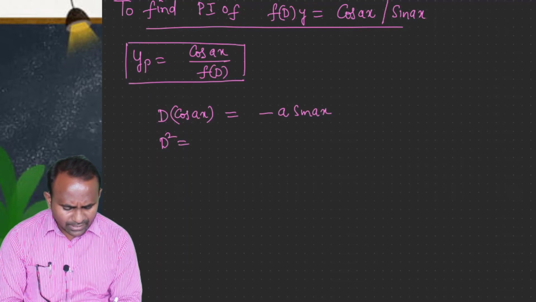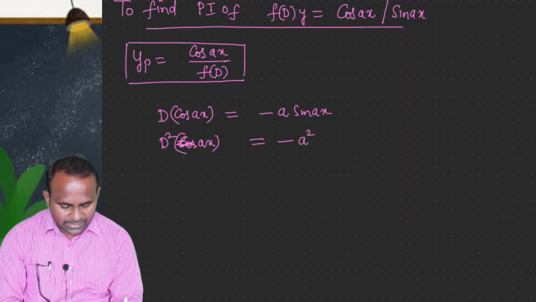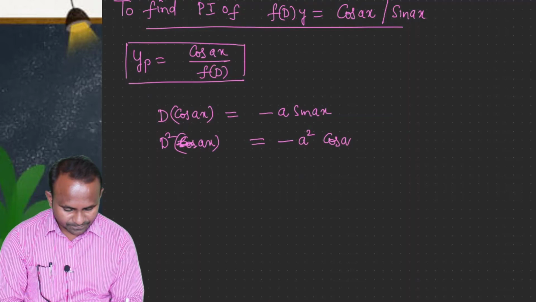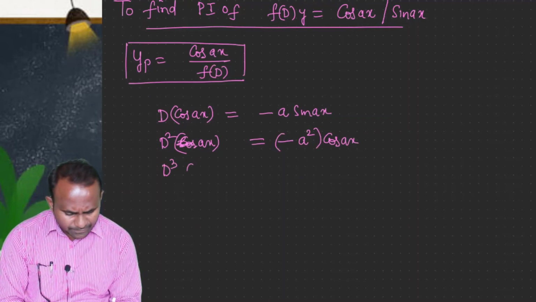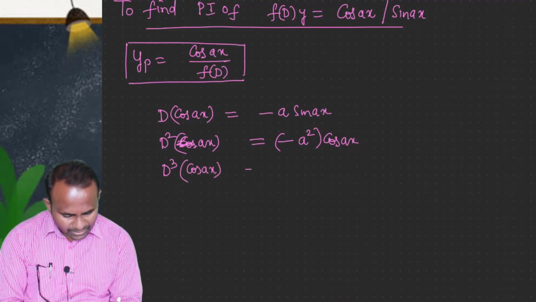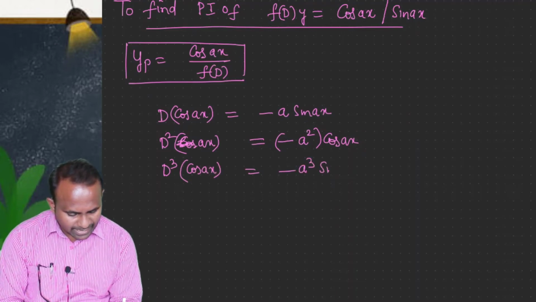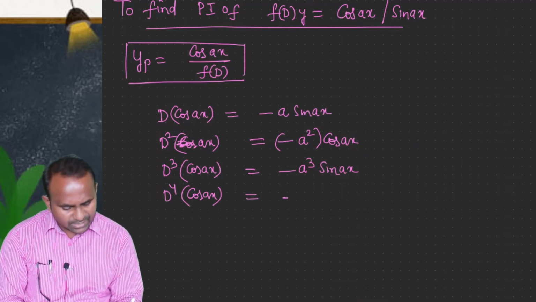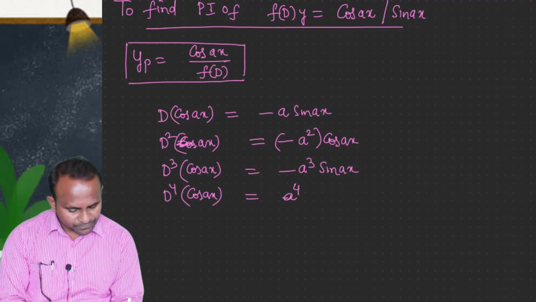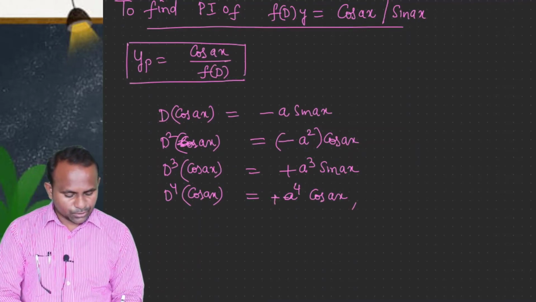Then what will be D square? Suppose you operate with the same function cos ax, differentiating again it gives minus a into a cos ax. Likewise, the third derivative of cos ax is minus a cube times sin ax. Suppose it is D power 4, again if you differentiate the function, the derivative of sin is cos, so it is becoming a power 4 cos ax, and so on.